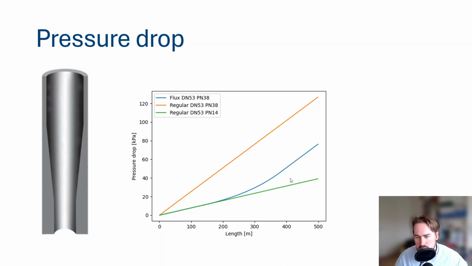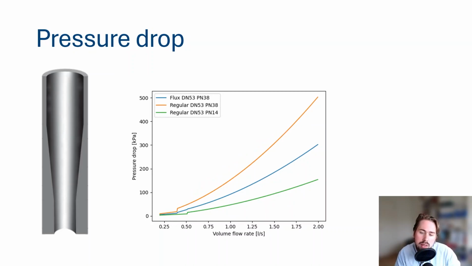So for example, for a probe of 400 meter, we have with the flux a 50 kilopascals pressure drop, whereas when we take a regular PN38, we end up with almost double that. So it plays an important role.